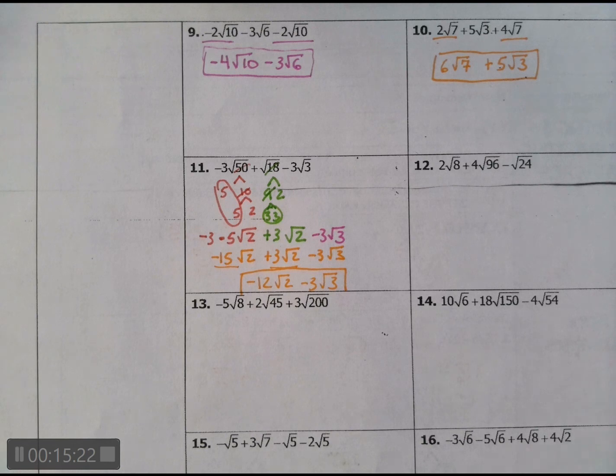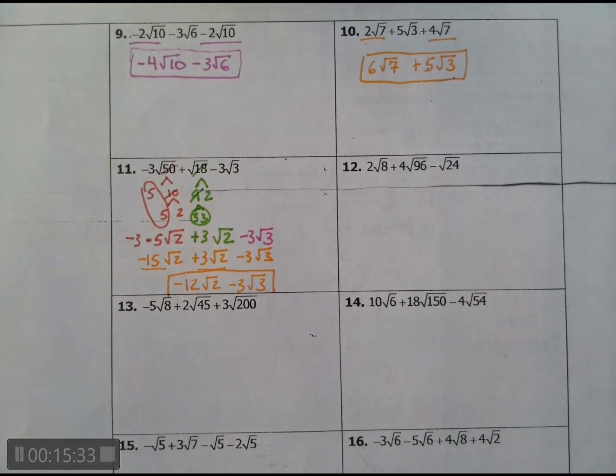Alright, so I'm going to do 12, and then I might do 15 and 16. And then you guys will do the rest, alrighty? Well, you won't do 17 and 18.